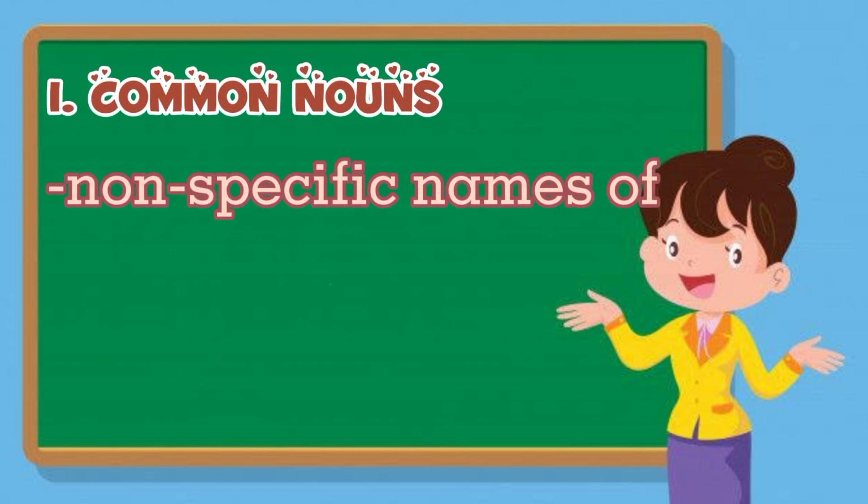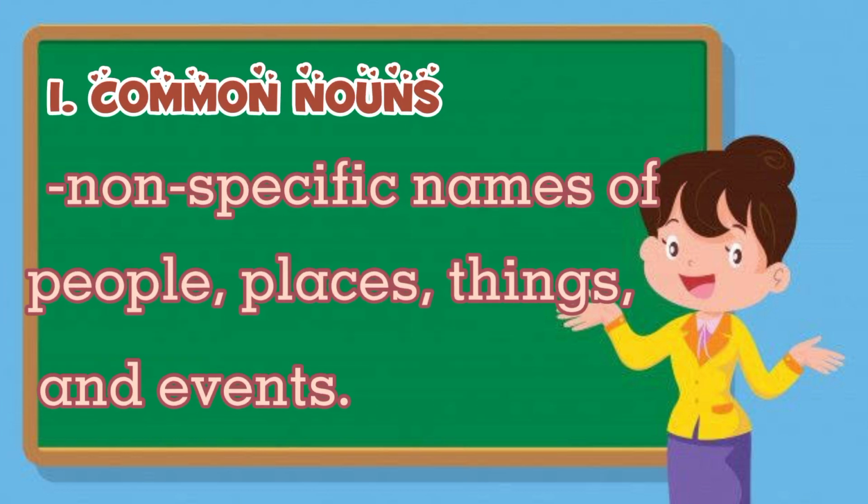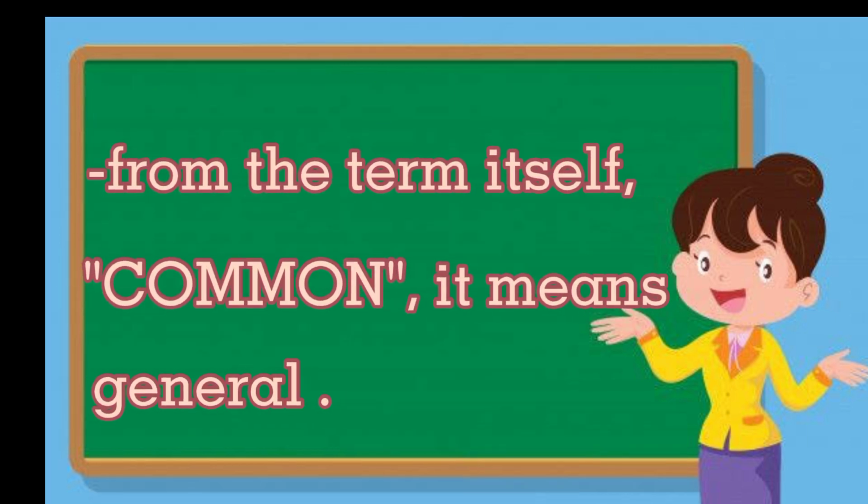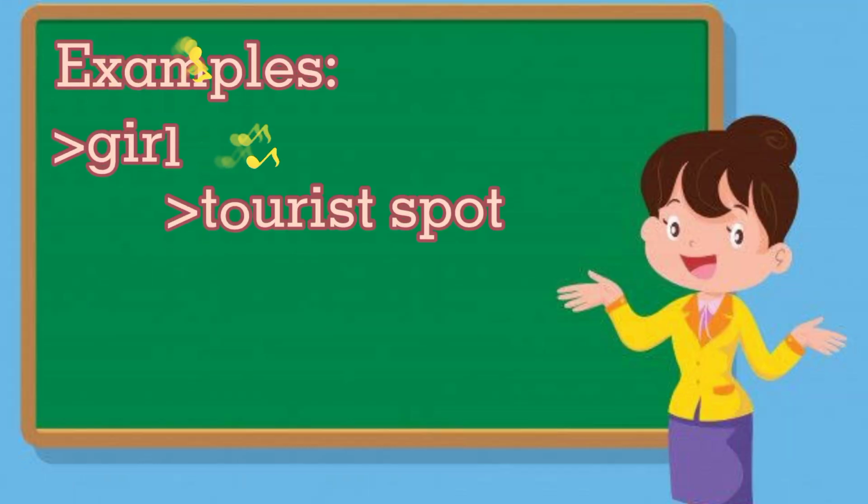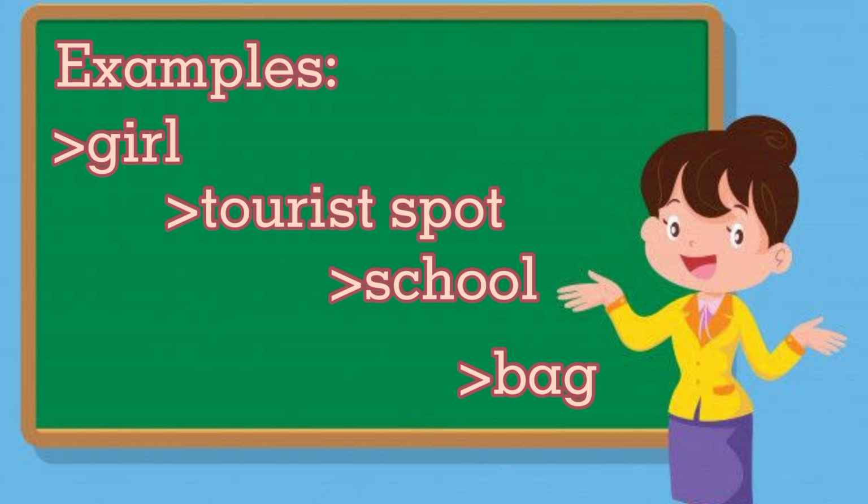Let's bring it on to our very first type of nouns. We have the common nouns. These are non-specific names of people, places, things, and events. From the term alone, common, which means general. Examples, we have girl, tourist spot, school, bag.